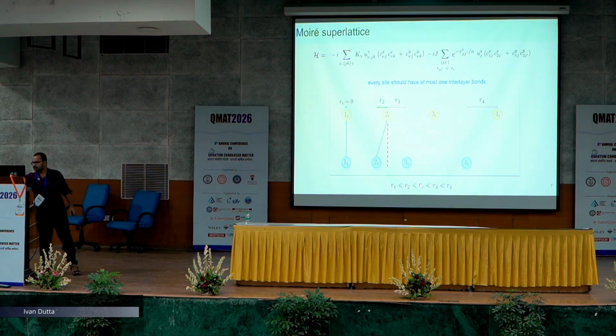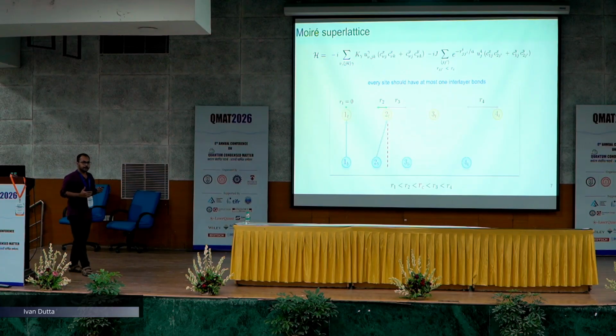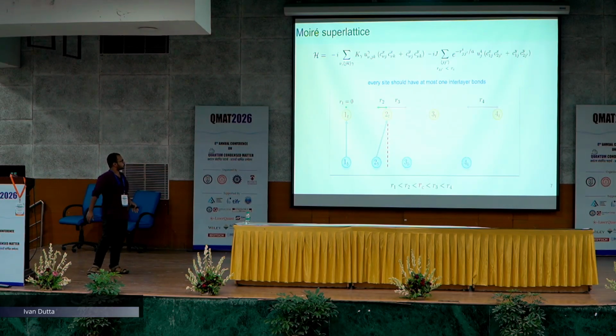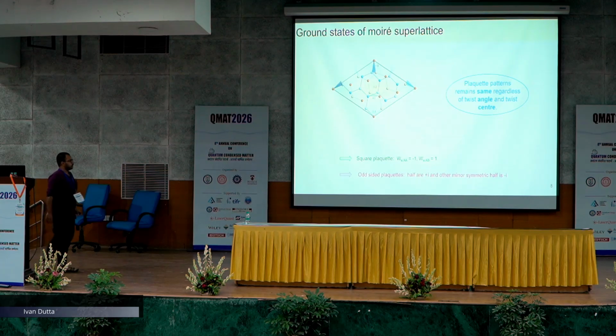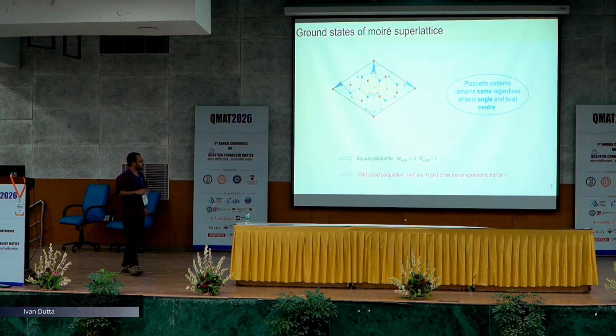And if we do this, then our model is exactly solvable, and if we impose this constraint in the Monte Carlo, we can see very beautiful phase diagrams. And this is very beautiful in the sense that it is a general phase diagram, because all the plaquette patterns remain the same regardless of the twist angles and twist centers throughout the twisted regime. And it turns out there are two different regimes. The corner is the blue regions and the middle one is the yellow regions.